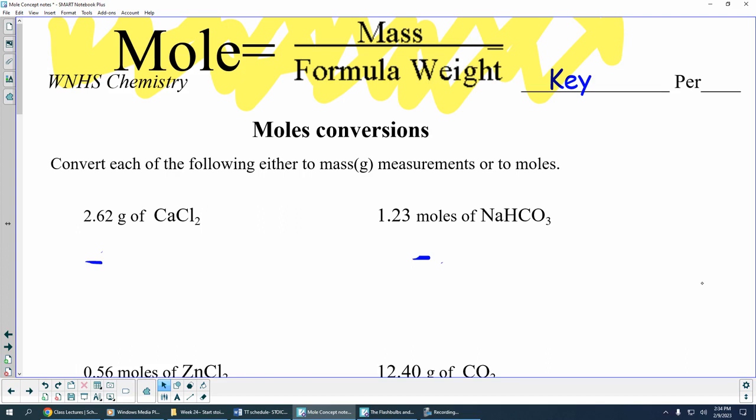All right, welcome to moles conversions worksheet number 1. For this, you're going to need a periodic table and a calculator. So if you don't have those, make sure you get those out. You can pause the program while you do that.